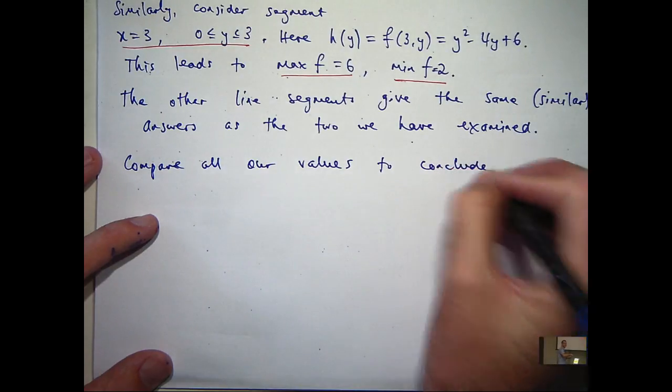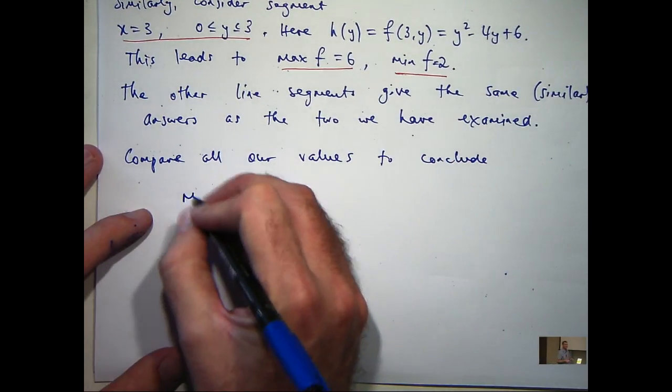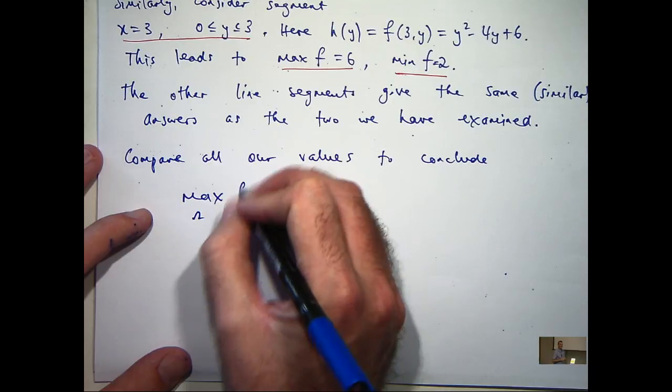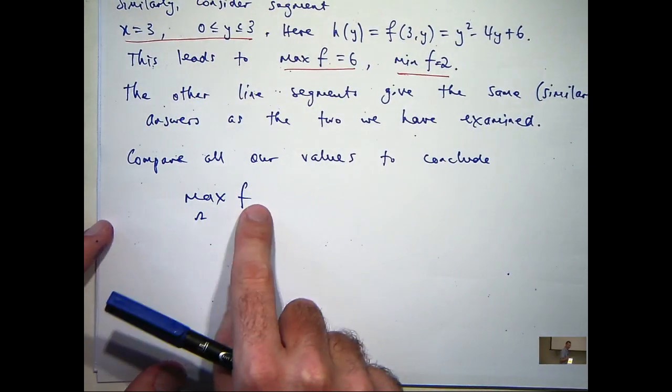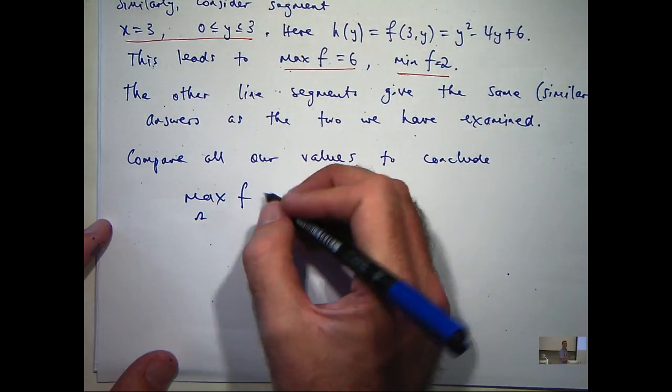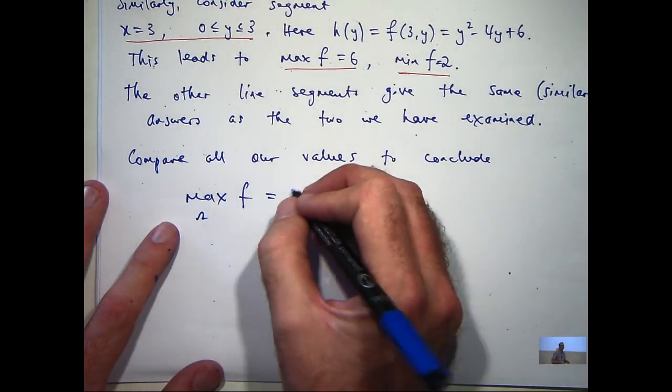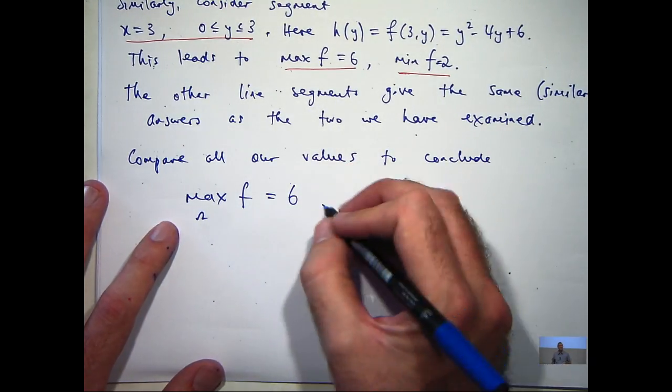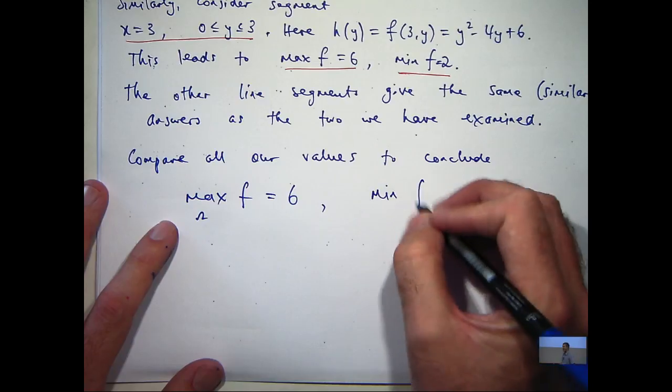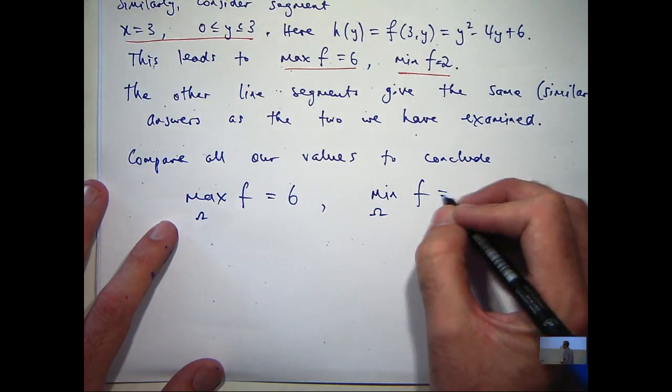Okay, so the type of notation: the maximum of f on our square is positive 6, achieved at a few different places, and the minimum of f on our square is minus 1.